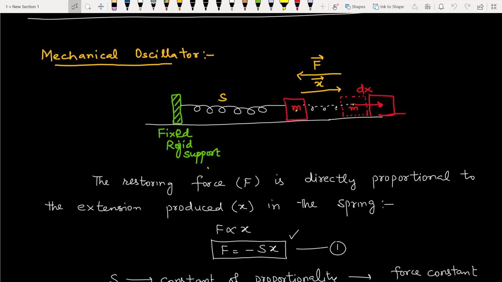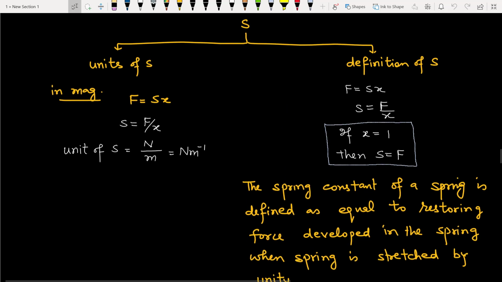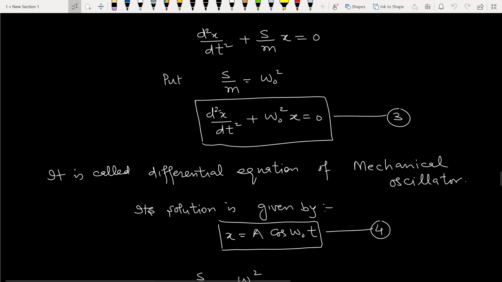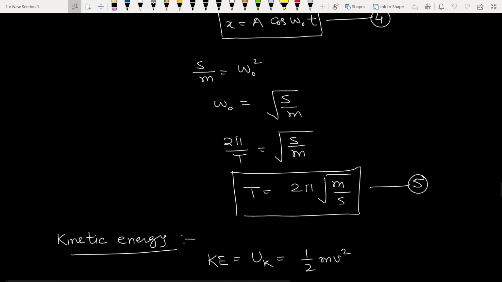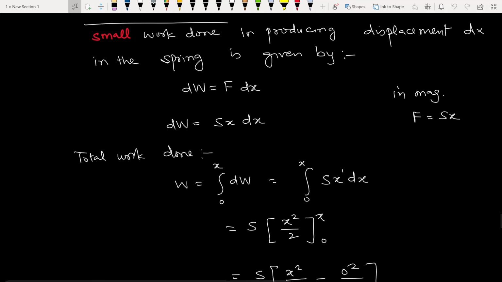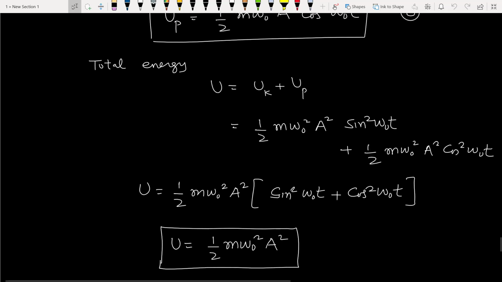So hello dear students, in the previous lecture we started the mechanical oscillator and derived equation number 1 for restoring force, then units and definition of stiffness constant, then the differential equation of the mechanical oscillator, equation number 5, time period, equation number 6, kinetic energy, potential energy, equation number 8, and the total energy of the mechanical oscillator.